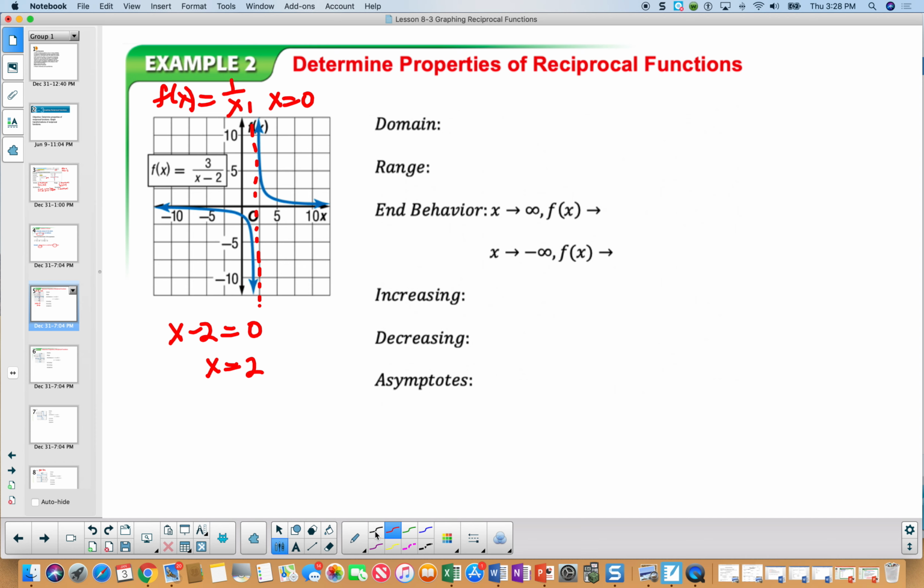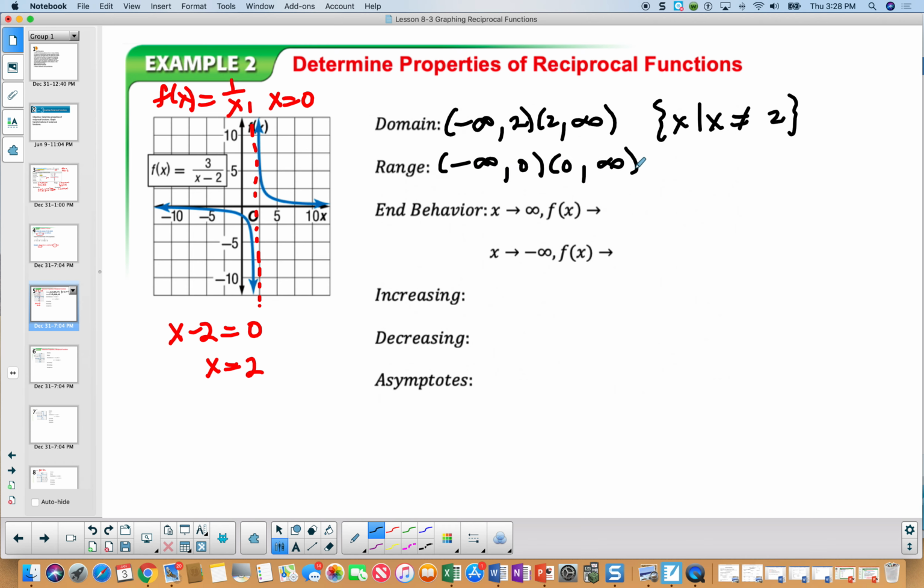So let's go ahead and write down all the answers. Our domain is everything except 2. So you can write negative infinity to 2, 2 to infinity. Or if you like set builder notation, x such that x cannot equal 2. Now the range continues to stay the same. The range for this function was anything except 0: negative infinity to 0, 0 to infinity. And in set builder notation, y such that y cannot equal 0.